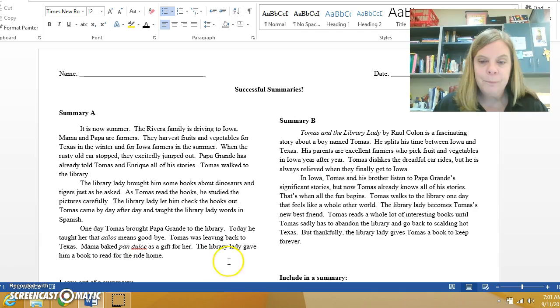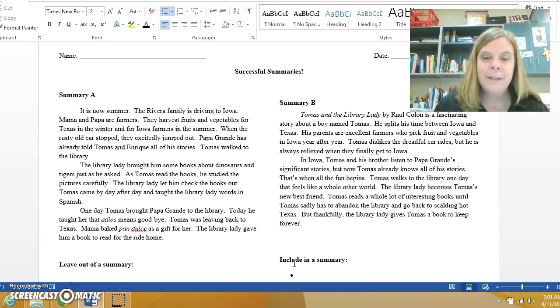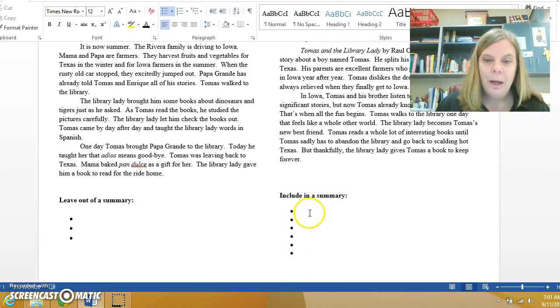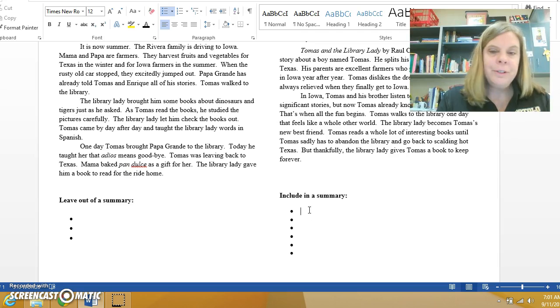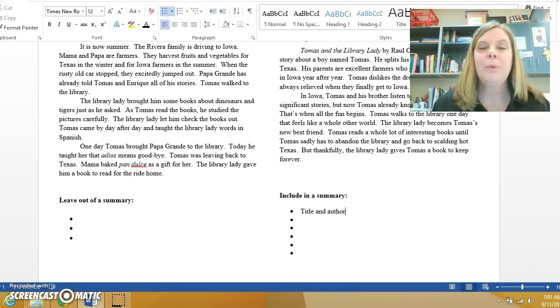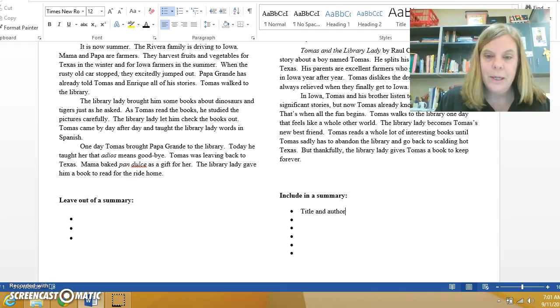First thing I want to do is go through what to include in a successful summary. So on your handout, find where there's a blank spot where you can take these notes, and one of the first things that you want to make sure that you include in your summary is both the title of the work and the author, the person who wrote it. The next thing you want to do is make sure that you establish the setting.